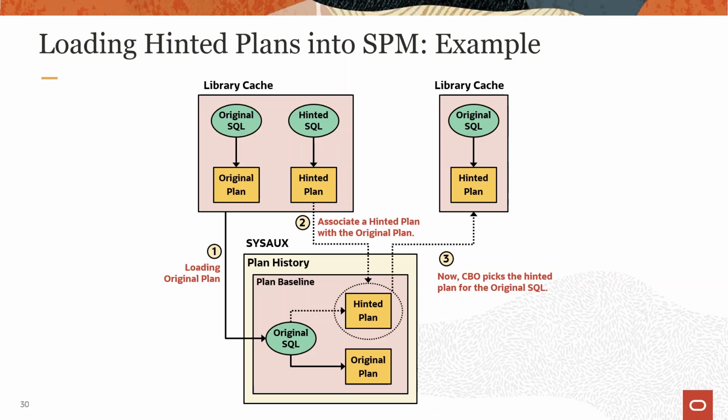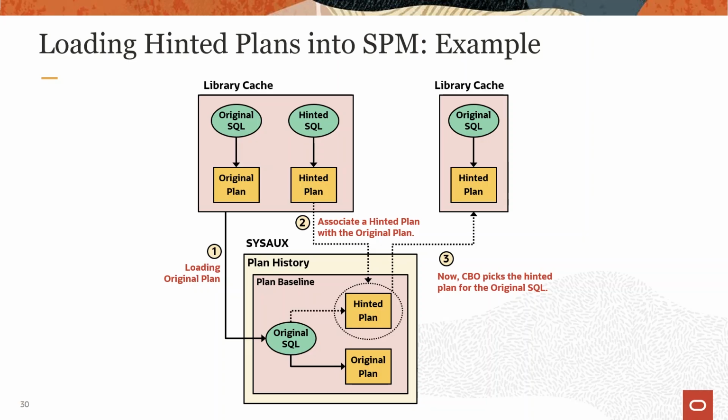Well, what you can do is the following. Execute the original SQL with the original plan, of which you say, look, this is not the best execution plan. Then, from your library cache, you can load the original plan yourself into the plan history of that statement. What you upload yourself is automatically an accepted plan, so it's a plan that can be used if generated by the optimizer.